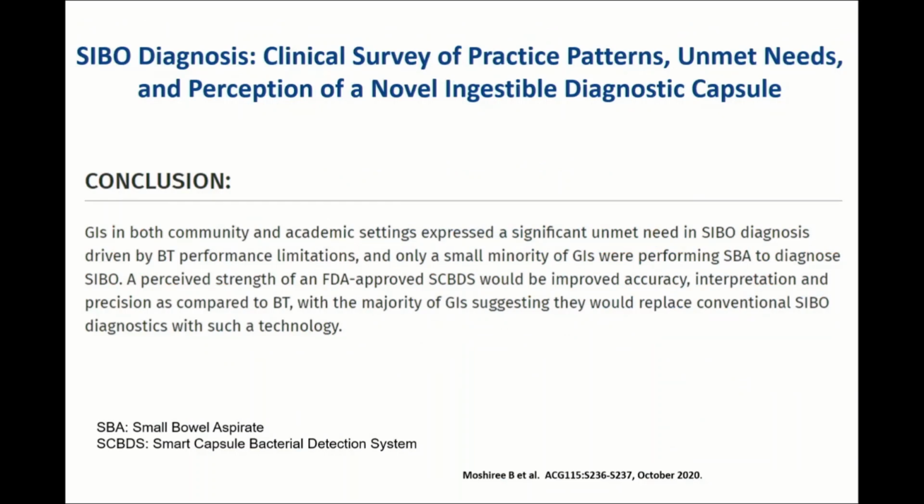So in their conclusion of that study, GIs in both community and academic settings expressed a significant unmet need in SIBO diagnosis driven by breath test performance limitations, and only a small minority of GIs were performing small bowel aspirates to diagnose SIBO. And there was a perceived strength of an FDA-approved, what we call smart capsule bacterial detection system, which I will discuss later: improved accuracy, interpretation, and precision as compared to breath testing, with the majority of GIs suggesting they would replace conventional SIBO diagnostics with such a technology.